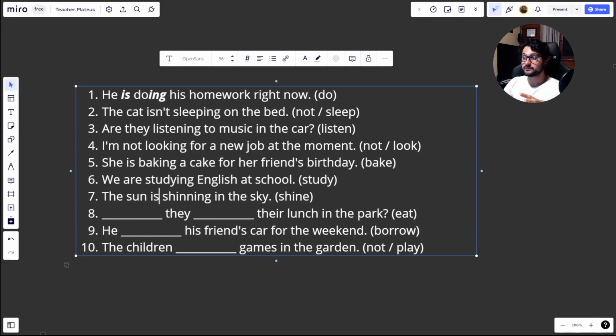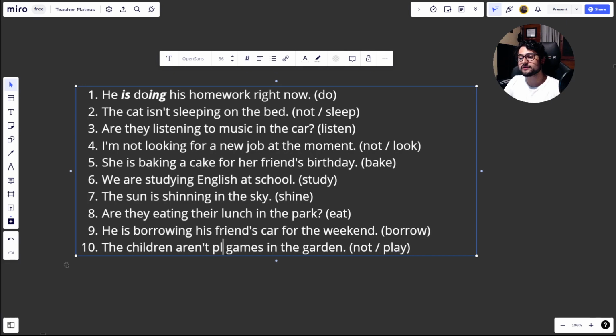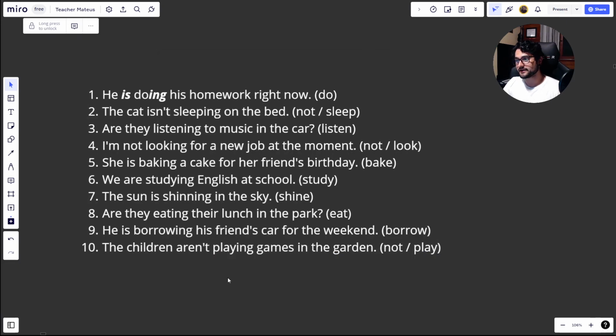Then we have a new interrogative sentence. Then we could say, are they eating their lunch in the park? And he is borrowing his friend's car for the weekend. And then finally, the children aren't playing games in the garden.